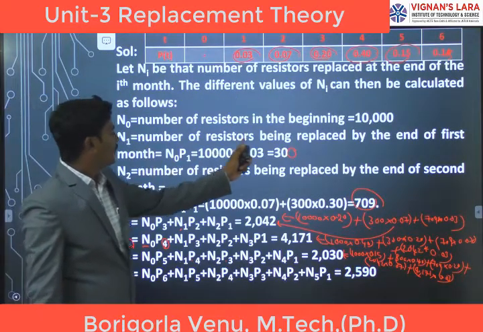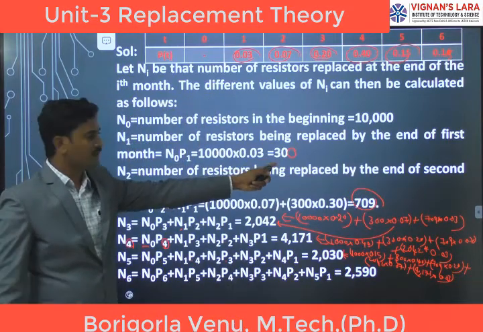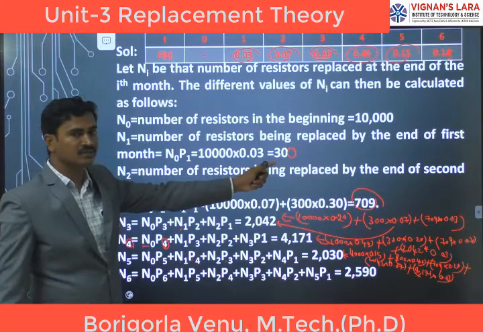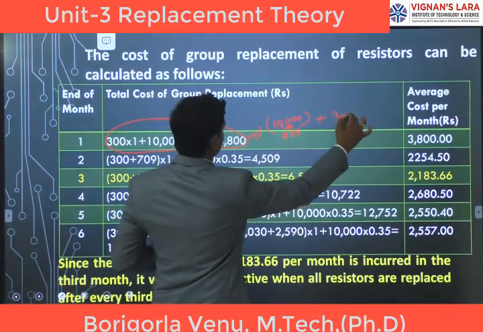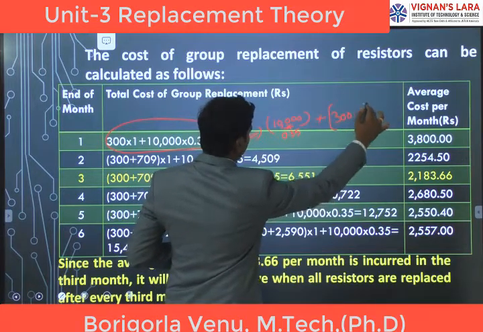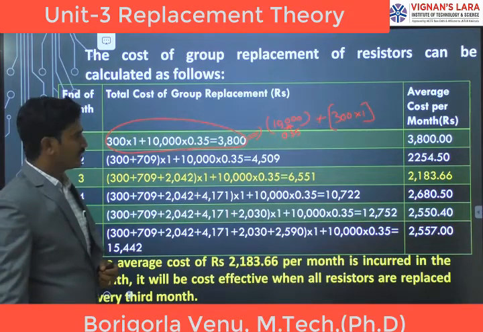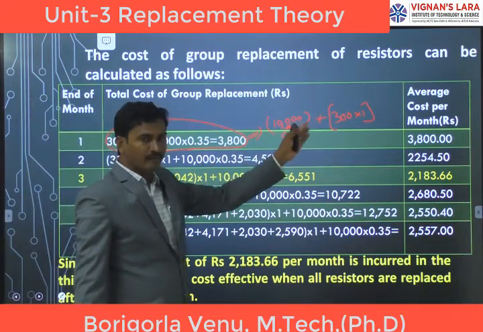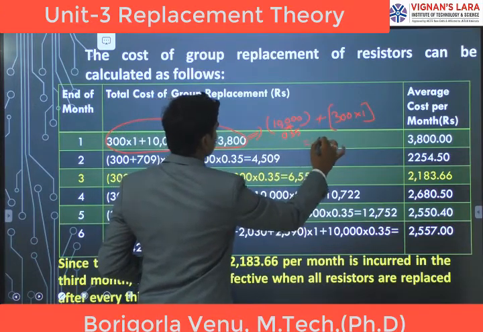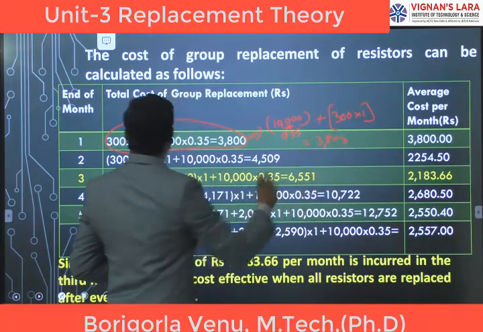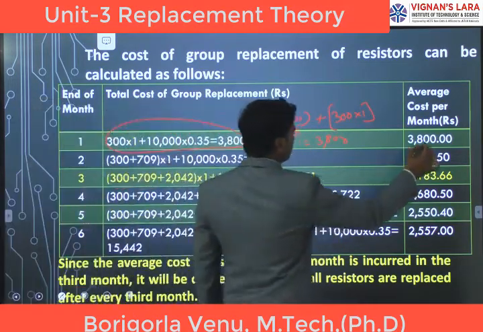At N1, the number of resistors being replaced by the end of the first month is 300. We are going to replace 300 resistors, and the cost of individual replacement is 1 each. From this we get the group replacement cost, the summation of these two: 10,000 into 0.35 and 300 into 1, that is 3,800.